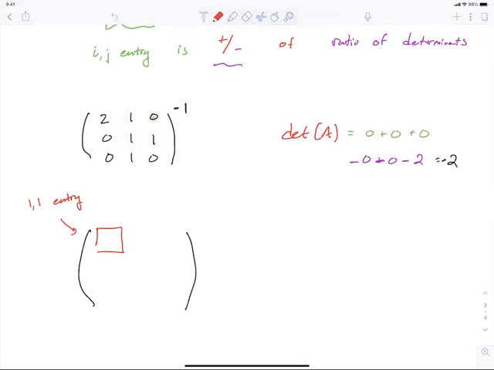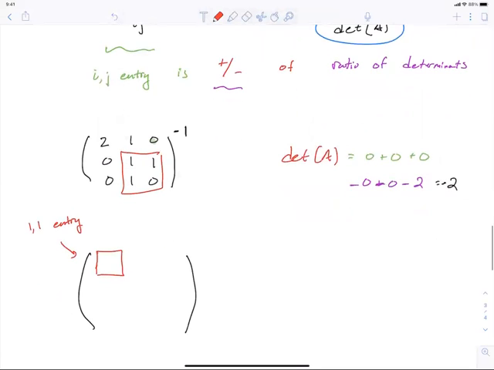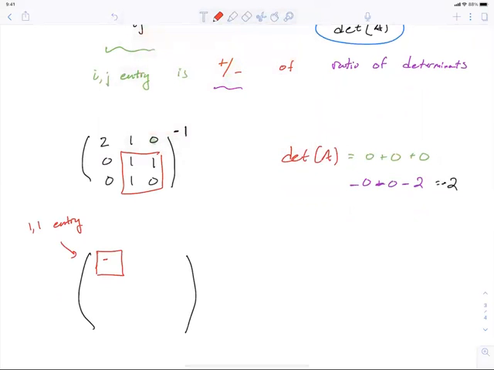And to calculate the 1, 1 entry, according to the formula, we need to calculate the 1, 1 principal submatrix. So we calculate the determinant of that. That's going to give us a minus 1, right? Because there's a minus 1 here on the diagonal, on the negative diagonal, and 0 otherwise.